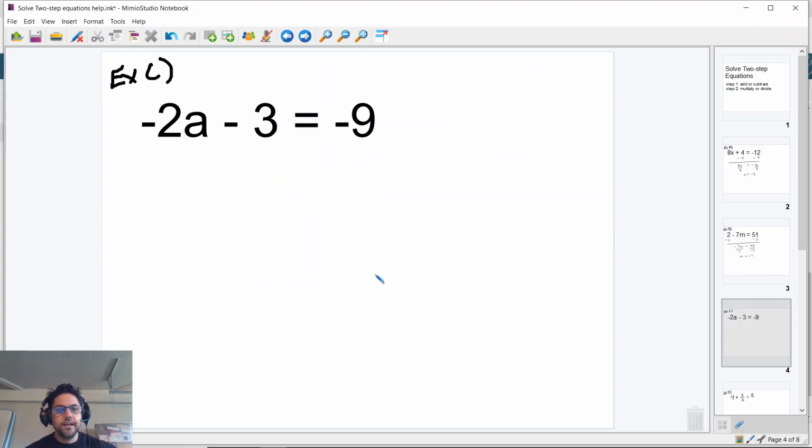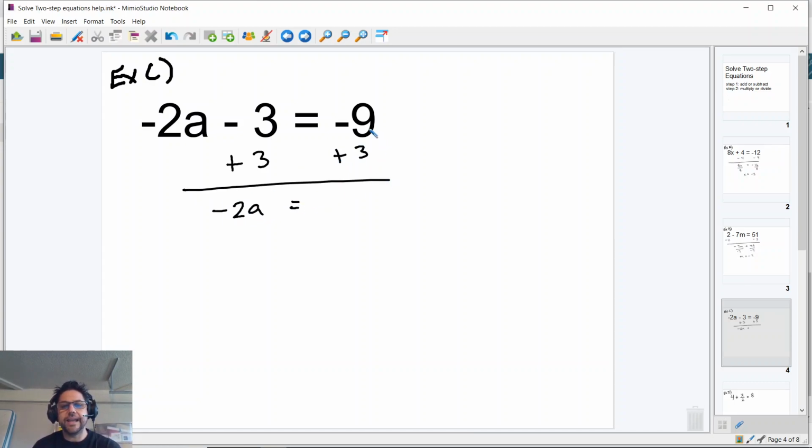All right, bunch of negative signs. Be very careful. Again, this is where some students tend to make mistakes. I'm going to add 3 on both sides. So it's going to give me negative 2a is equal to negative 9 plus 3, which is negative 6. Then I'm going to divide both sides by negative 2. So that means a is going to be a negative divided by a negative, which is a positive 3.